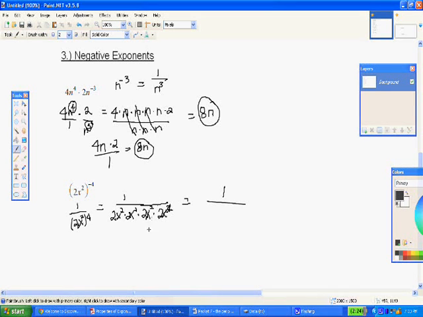So 2 times 2 times 2 times 2 is actually 16. X squared times x squared times x squared times x squared. I could write it all out, but I know the shortcut is to add the exponents. So 2 plus 2 plus 2 plus 2 gives me 8. And that is my final simplified answer.